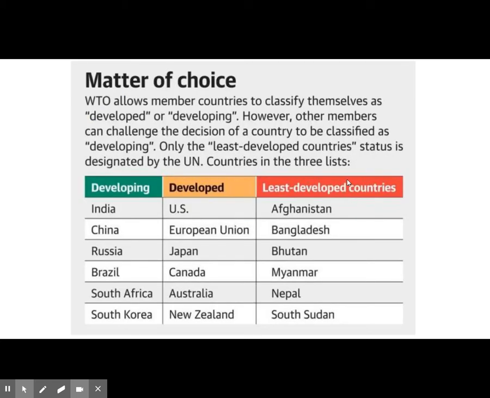So there's a matter of choice. You get to decide to classify yourself as developed or developing, but other countries can challenge the decision. India is developing, China developing, Russia developing, Brazil, South Africa, South Korea. Developed countries are the United States, European Union, Japan, Canada, Australia, New Zealand. Least developed countries in the world: Afghanistan, Bangladesh, Nepal, South Sudan. So you can kind of see where the countries fit.